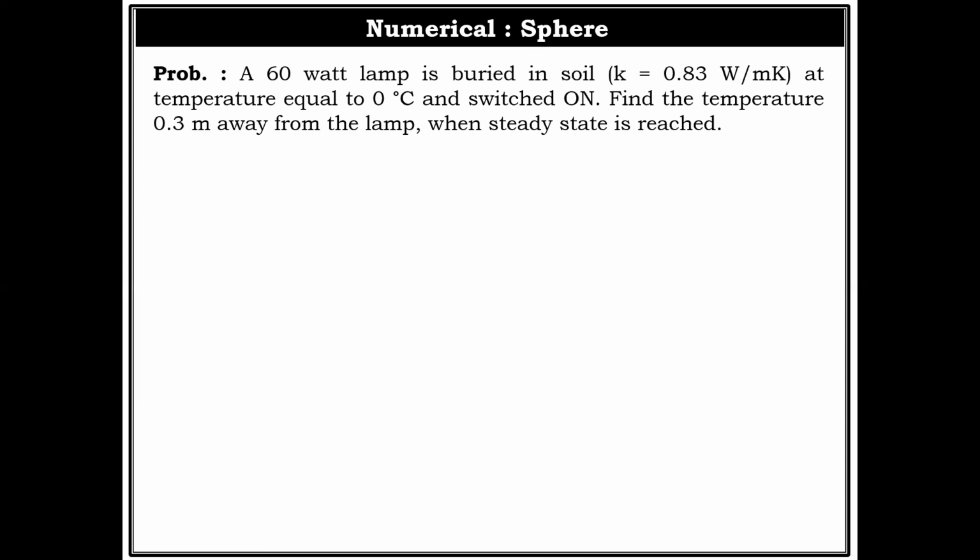So this is quite a tricky numerical. So let us see. Q is given. Heat transfer is 60 watt because the lamp wattage is given as 60 watt, so it will dissipate heat of 60 watt. Then the thermal conductivity of soil is 0.83 watt per meter Kelvin. R is what we have to find out. So the radius is 0.3 meter.